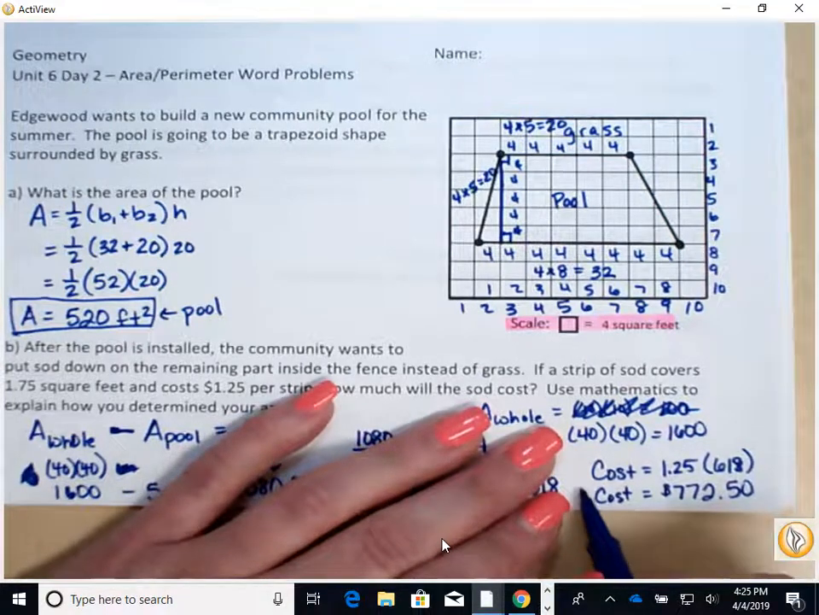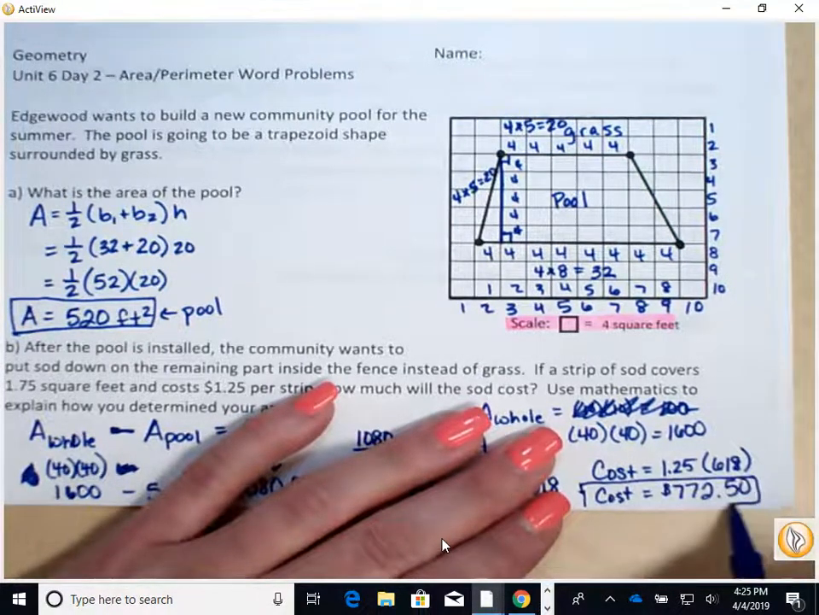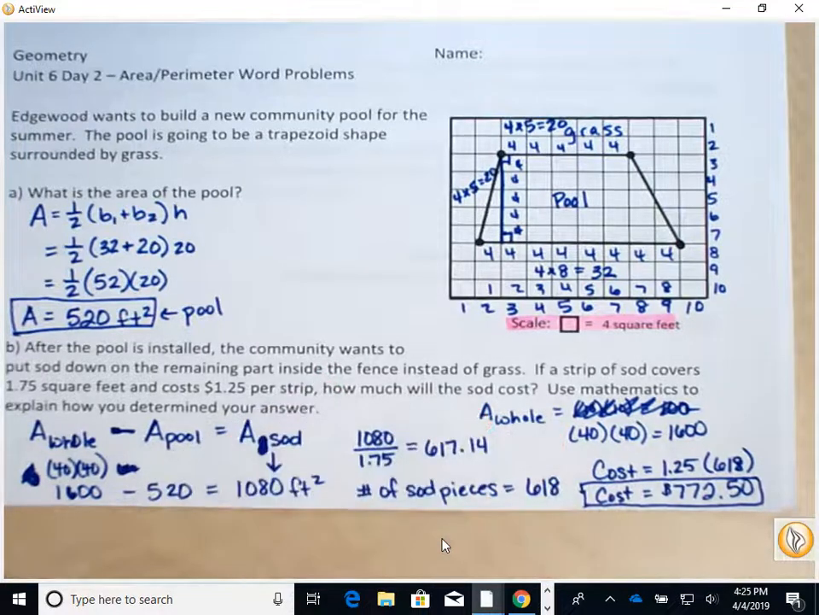And when it says explain using mathematics, you see all my math there. Boom. So I don't have to write out a paragraph or anything like that. You can see the math. All right, so the cost of sodding that area would be $772.50.